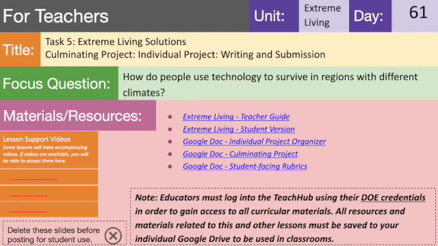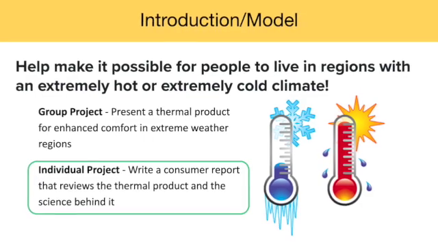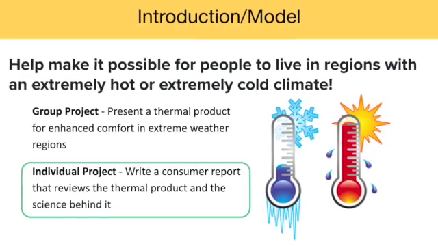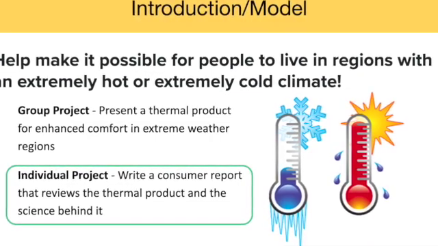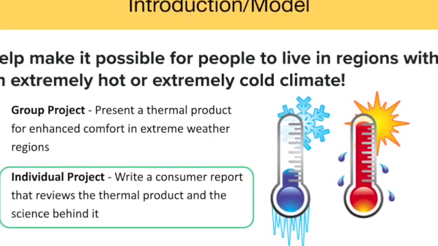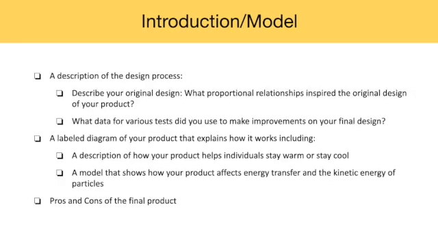Finally, this week, students will begin work on the individual section of the Culminating Project. In the group project, students presented and explained their products. Now, in the individual project, students will write a consumer report to review their group's product and the science behind it. As before, with the group project, be sure to review the success criteria so students know what their consumer report should contain.